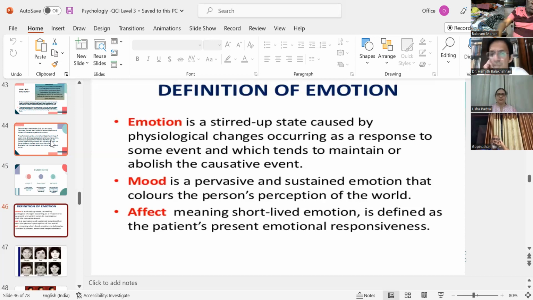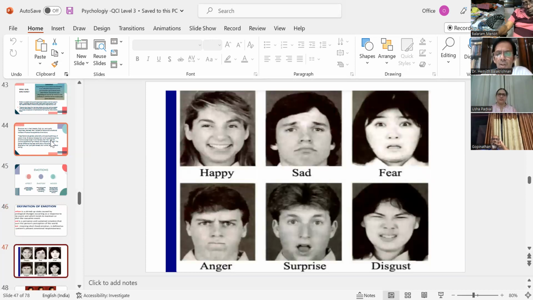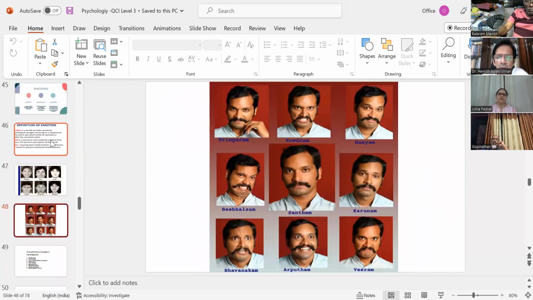Mood is a pervasive and sustained emotion that colors the person's perception of the world. For example, we say, oh, the person is very moody. Maybe there is one emotion which is lingering for a longer time. And affect is a short-lived emotion, defined as the patient's present emotional responsiveness. If an emotion continues as a sustained emotion, then it is a mood. These are all something like our Navarasa: when it is happy, when it is sad, when it is fear, many a time it can be noticed. Anger, surprise, disgust. This is typically our Navarasa.